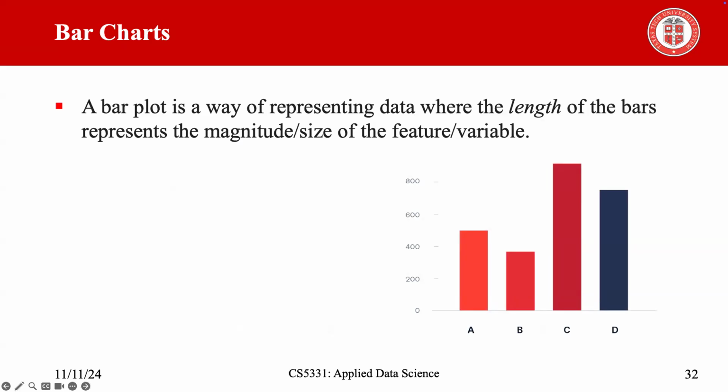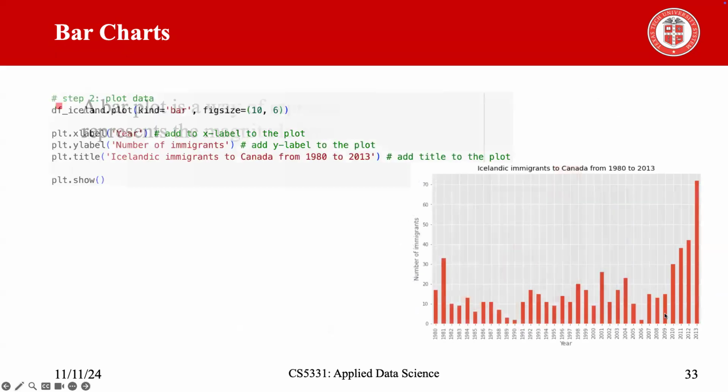So it is usually used to represent the numerical or categorical variables grouped in intervals. We can draw such a figure using, for example, a country. We use Iceland as the country, and we generate a figure to show the immigrant numbers for each year, and we will get this figure.